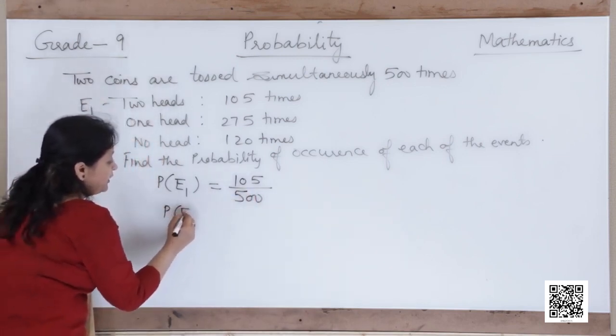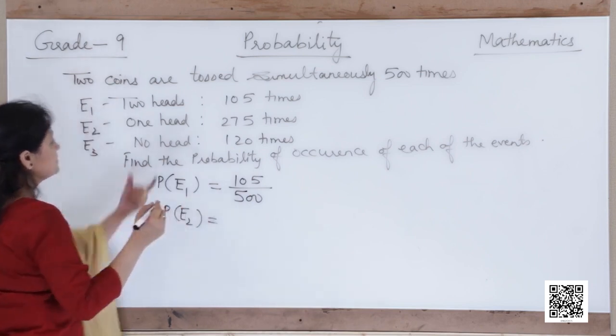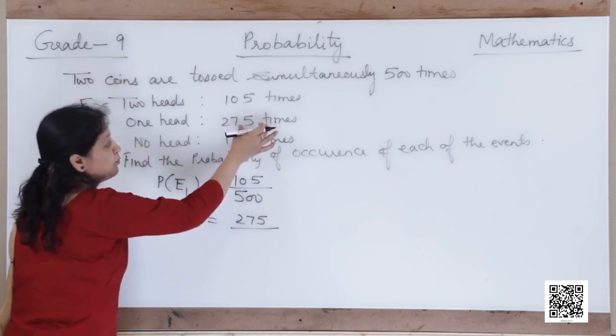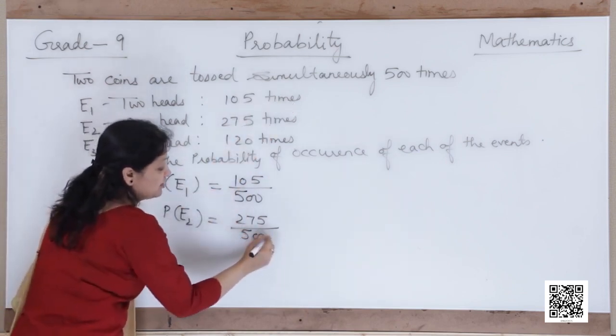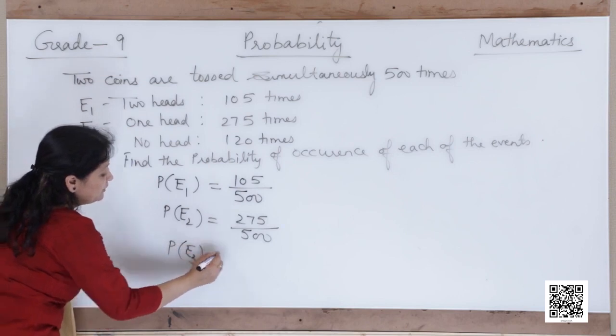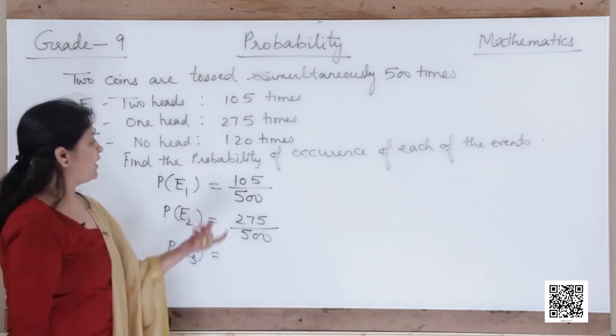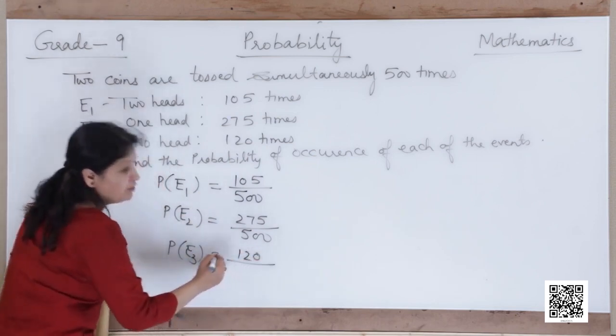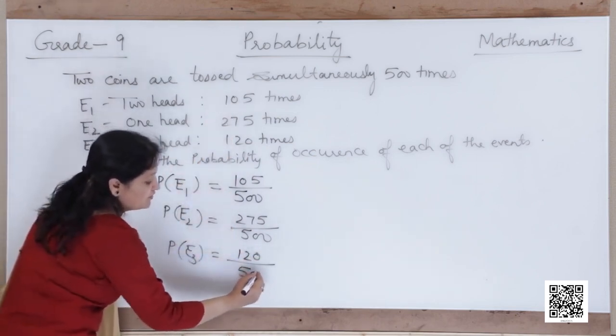Similarly, probability of E2 means one head, 275 upon total is 500. Similarly, probability of E3 means no head. How many times no head is there? 120. So it is 120 upon total is again 500.